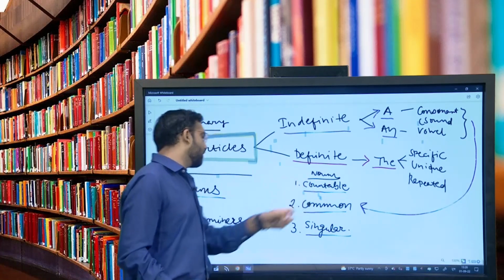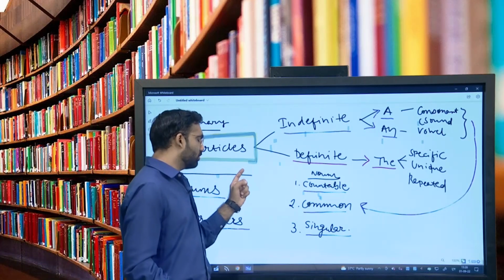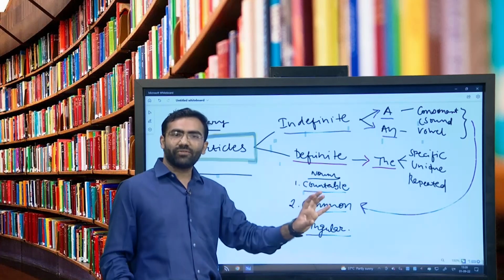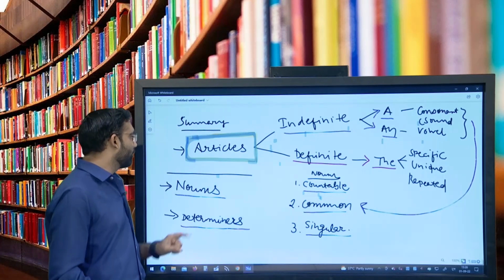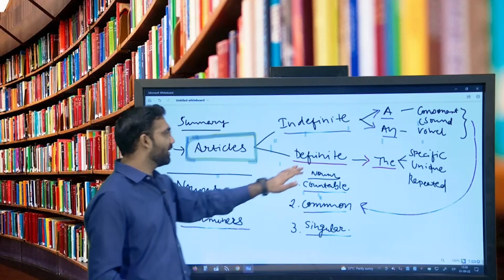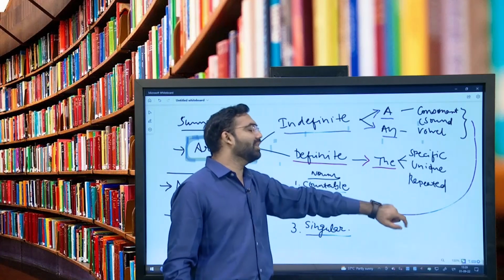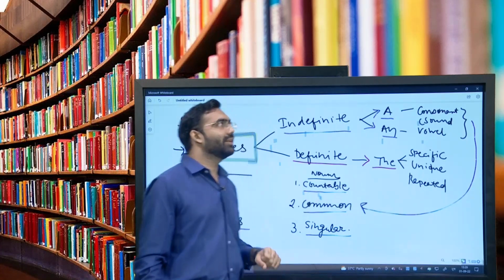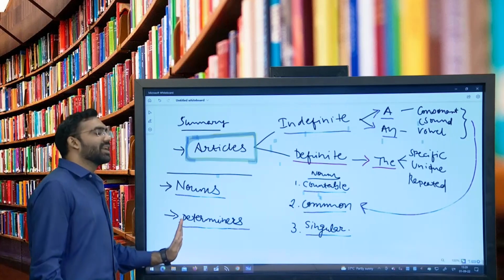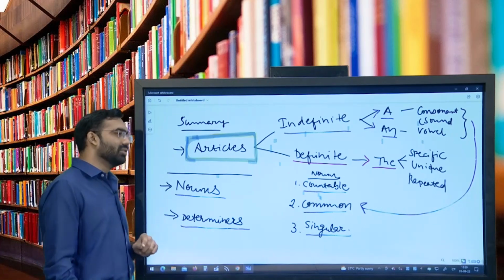We started our lecture with nouns. There are two types of noun, common noun and proper noun. Proper nouns are specific names, and common nouns are names which are commonly used. Definite article is used before specific, unique and repeated words. What are articles? We started with this: they are determiners, they are noun markers.